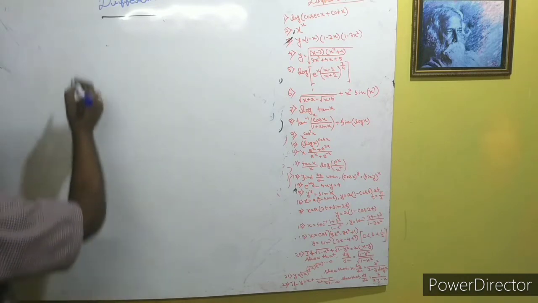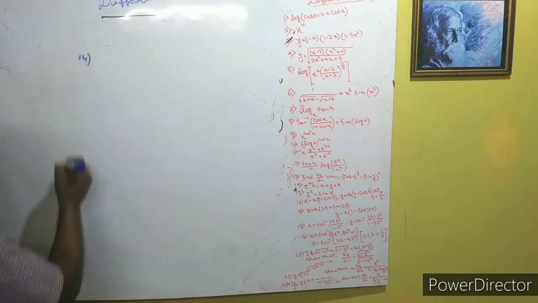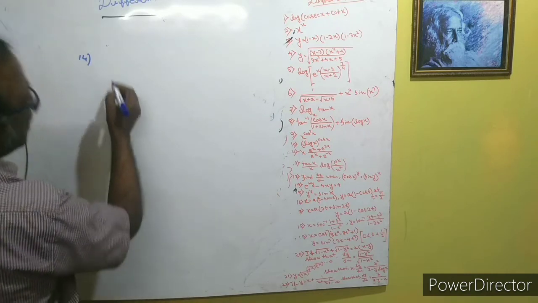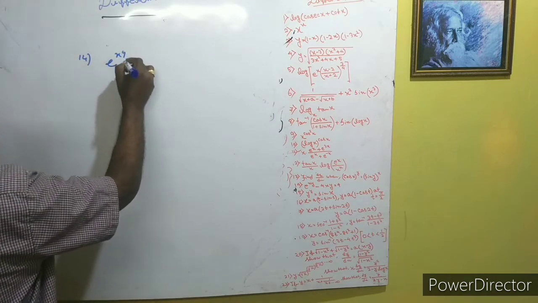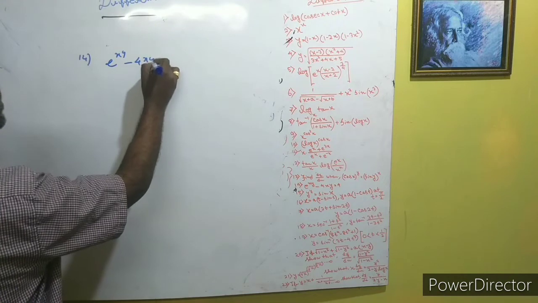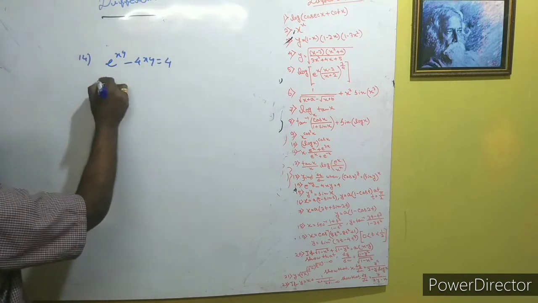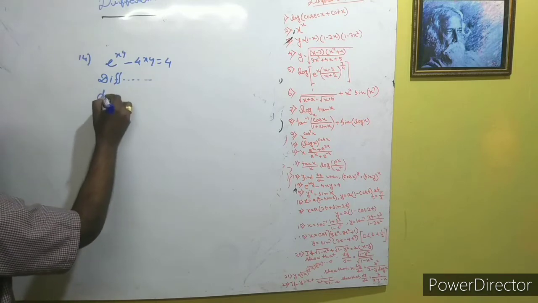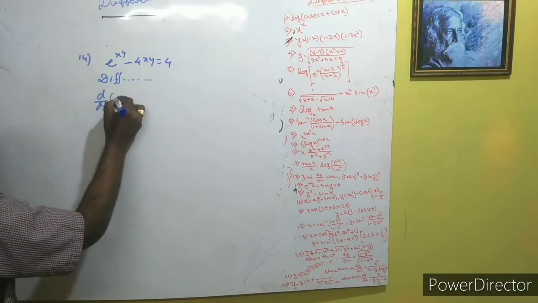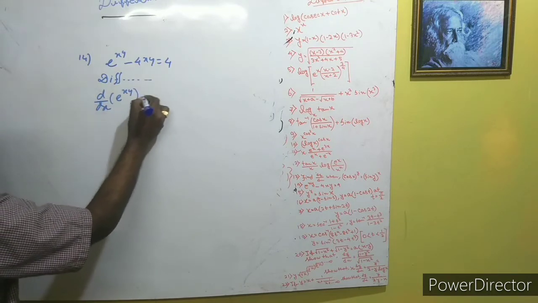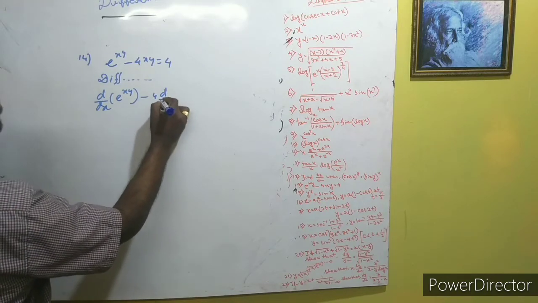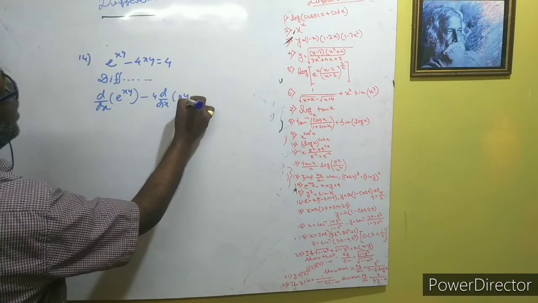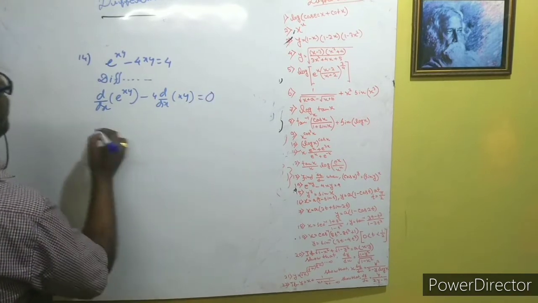Sorry, not 40. This is 14. This is here e to the power xy minus 4xy, and this is equal to 4. Again differentiate both sides with respect to x. So d/dx of e to the power xy minus 4 into d/dx of xy, and the derivative of 4 is 0.